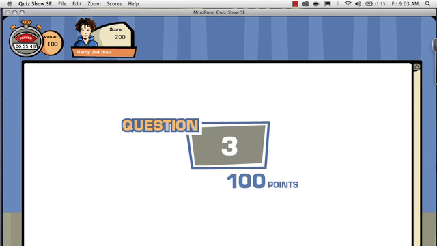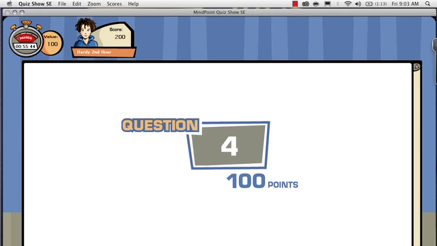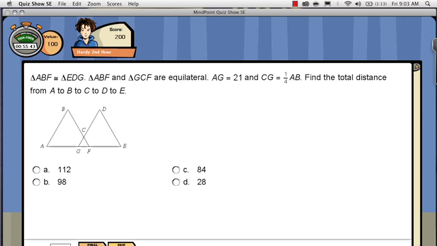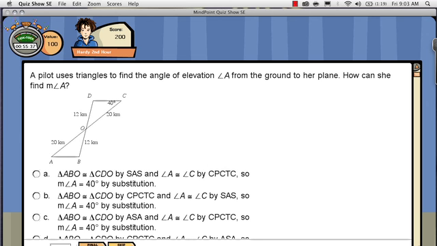This question is worth 100 points. A 100-point question. Are we gonna do that one? Do that one. All right, let's try this one.